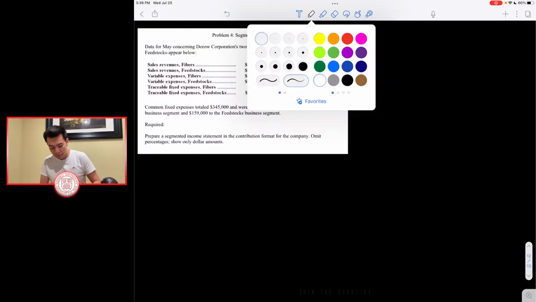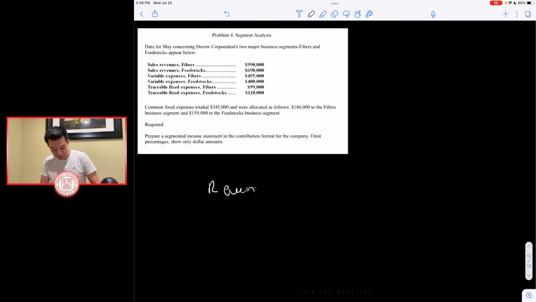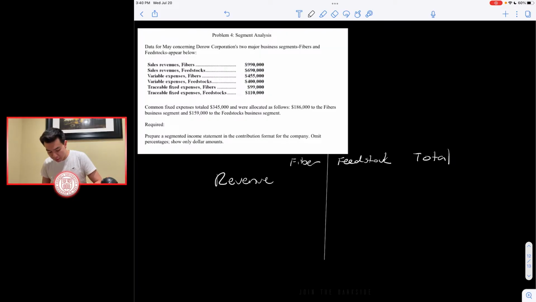So I need to get my pen out. So revenue, and that is really, really bad handwriting. And on the top here we're going to have fiber, feedstock, and total. So instead of having the usual one row with these income statements, we're going to have three: one for each business segment and one for the combination of both segments. So I'm going to draw little lines between them. There we go. That wasn't very straight.